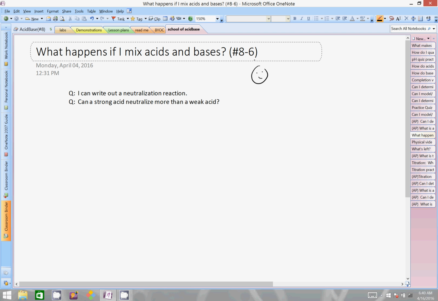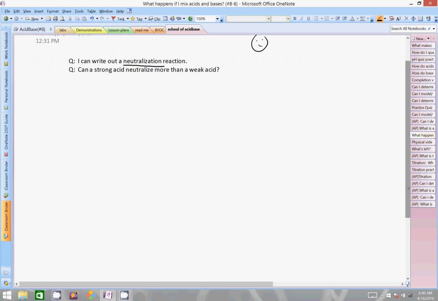We know what causes something to be acidic. We know what causes something to be basic. We know how to calculate the individual concentrations and pHs of all these things, or we should. What happens when I mix them? We call this a neutralization reaction. So let's try some examples.